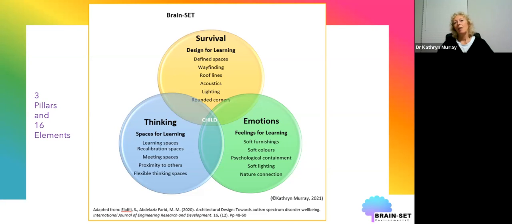And these are just design styles, I guess, things that we can implement into the room to make sure that we're taking care of the S, the E, and the T. So in the survival part of the brain, so to address that particular brainstem area, we have designs for learning. And there's a few different characteristics there that we'll go into. Then in the limbic system, we have the emotional part, and that's the feelings for learning. And then for the thinking part, to support the thinking part of the brain, we have different spaces for learning.